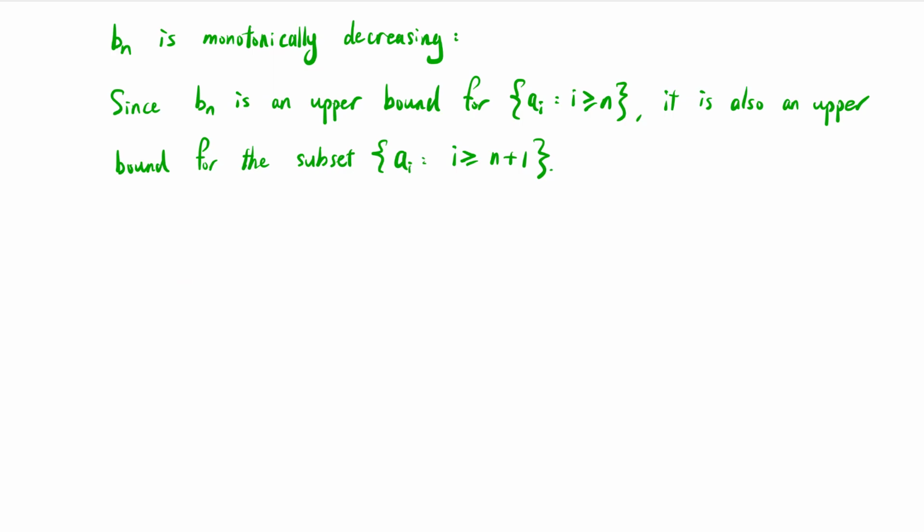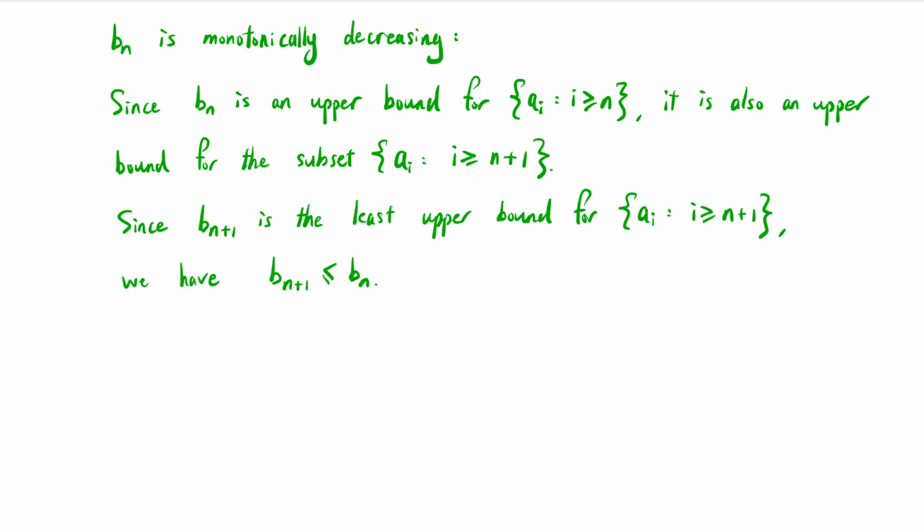To prove that Bn is monotonically decreasing, we know that Bn is the least upper bound for the set ai where i is greater than or equal to n, so by definition it is an upper bound for the set. Hence it is also an upper bound for the subset ai where i is greater than or equal to n plus 1. Since Bn plus 1 is the least upper bound for the set ai where i is greater than or equal to n plus 1, we must have that Bn plus 1 is less than or equal to Bn. This means that Bn is monotonically decreasing. Now we have shown that Bn is bounded and monotonically decreasing, so it must converge to a limit a, which is actually the infimum of the set Bn, where n is a positive integer.